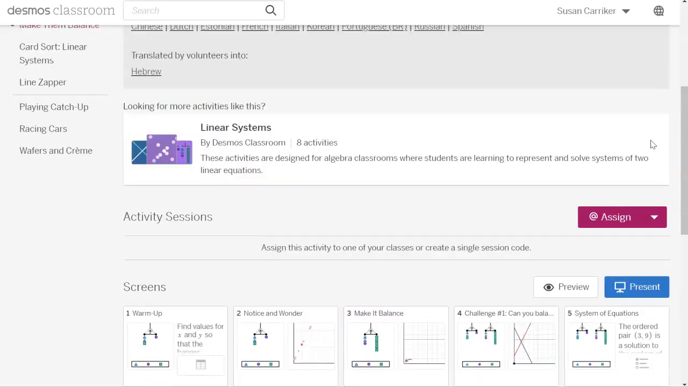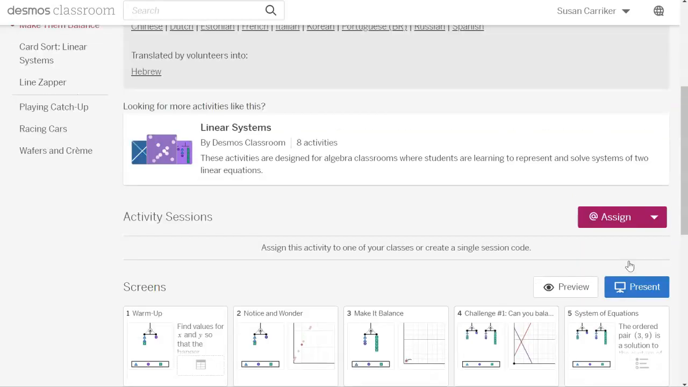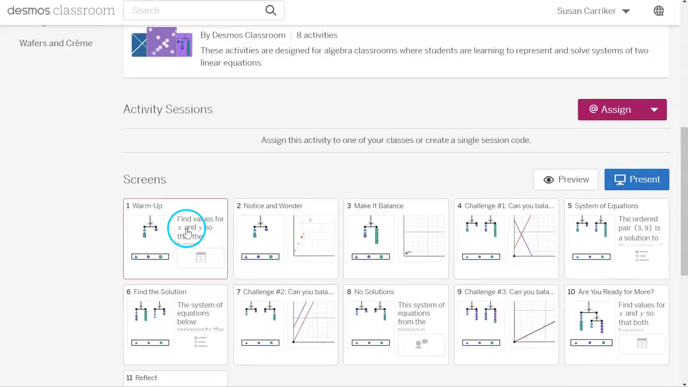There are 11 slides, but there is an extension in here. When I did this activity, I don't think I went all the way to the end, so I guess you'll need to decide if that's something you want to do. I think I stopped around 9. I did want to do 8 and 9, but I think I stopped at 9. So let's take a look at this activity.